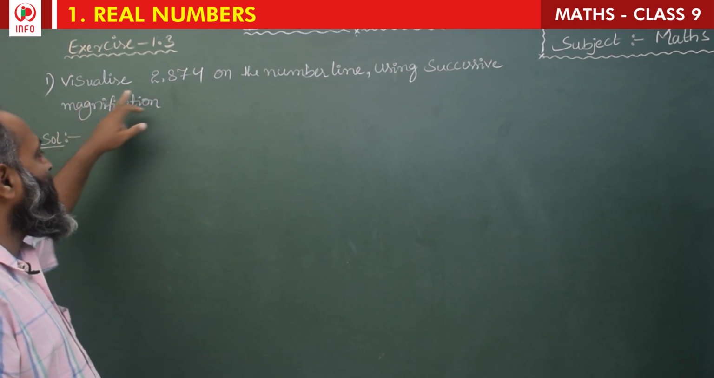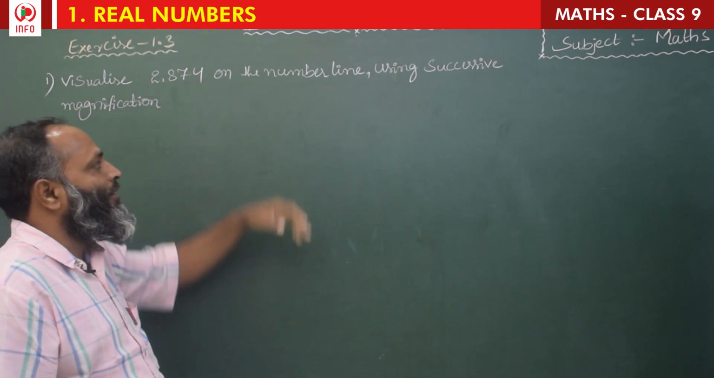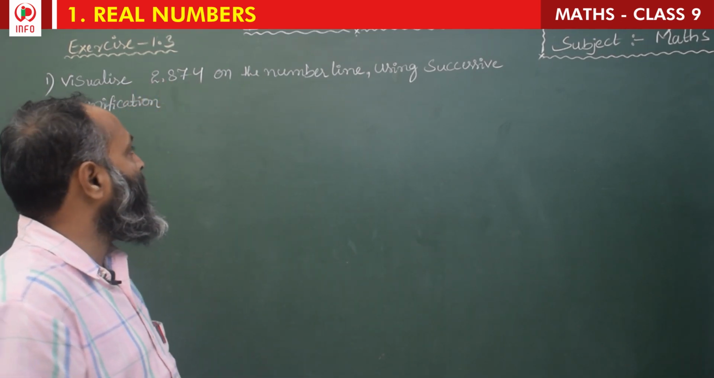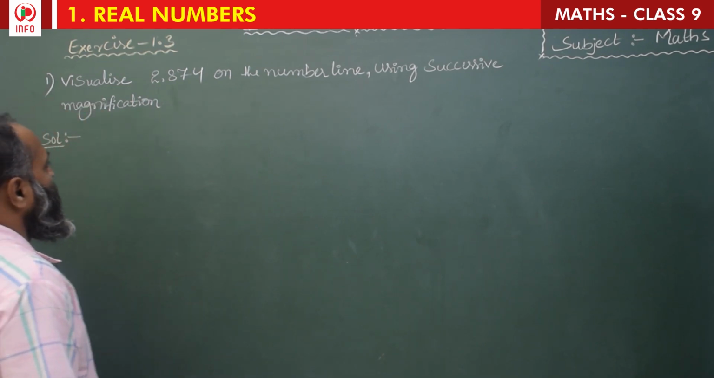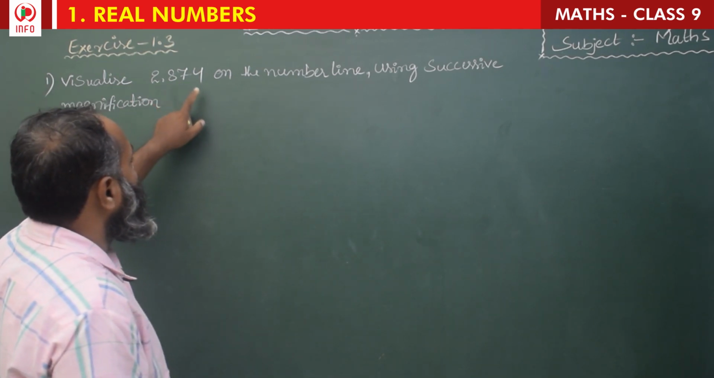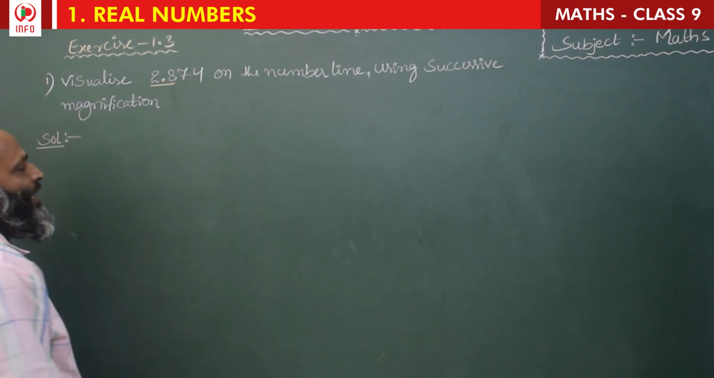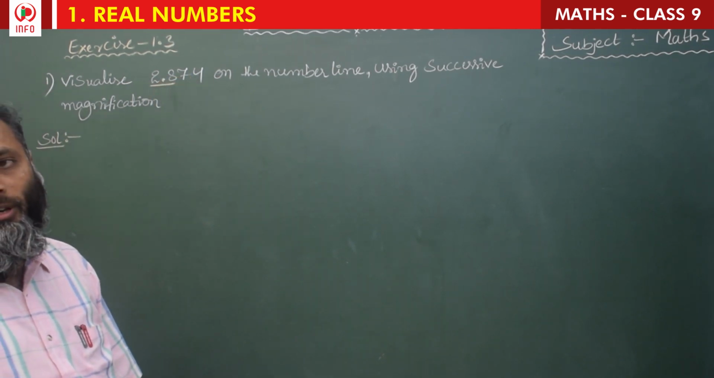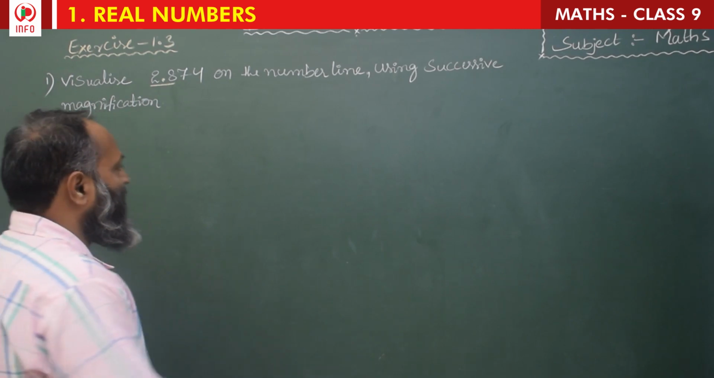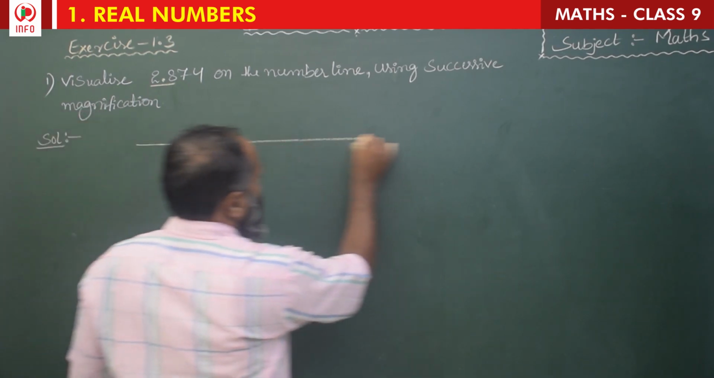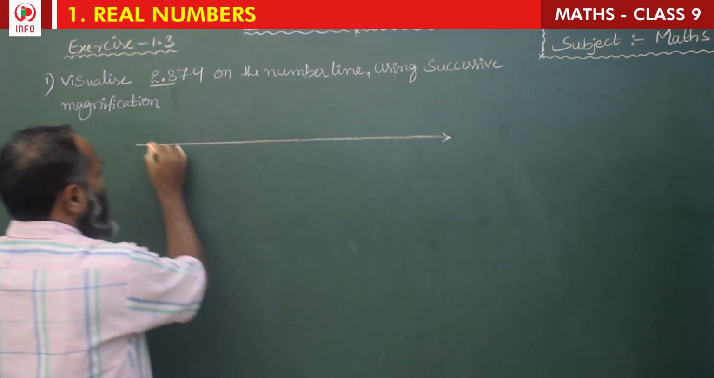Now visualize 2.874 on the number line using successive magnification. First 2.874, first 2.8. So where is 2.8? First we should locate that one. 2.8 is in between 2 and 3. So here this is the number line.